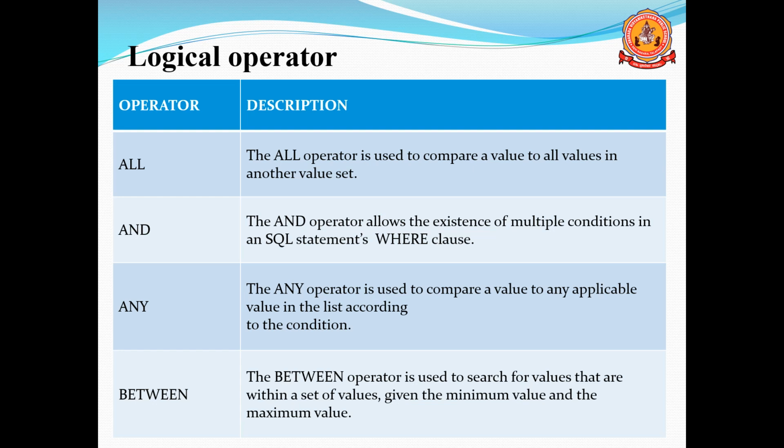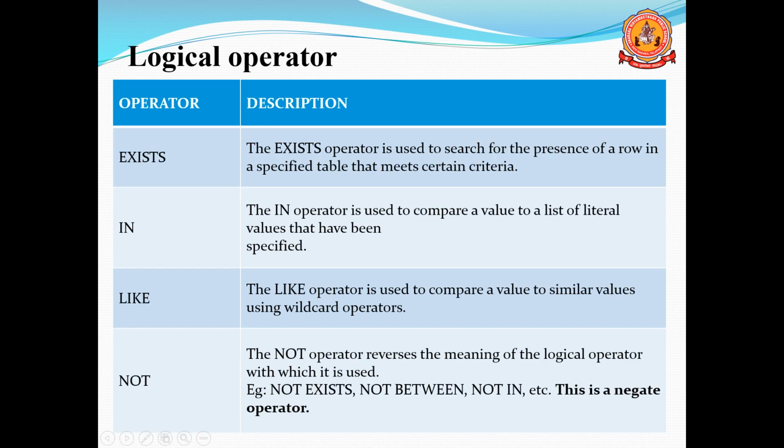The next one is BETWEEN. Between is one more type, checking whether a value lies between those values. Next one is EXISTS, checking whether the particular row is there or not. Next is the IN operator, where one value is compared with the entire list.